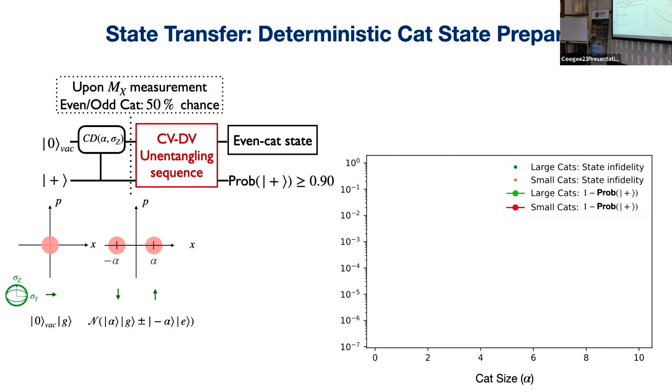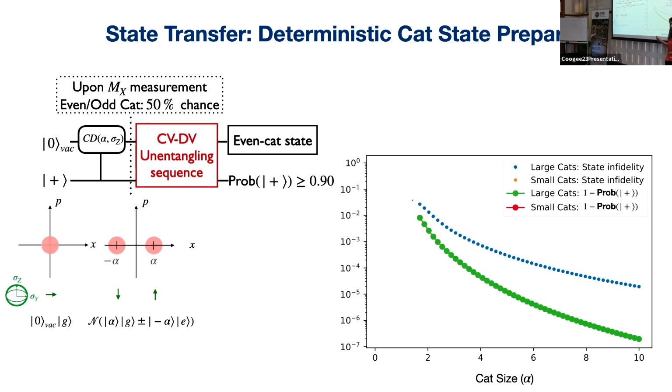And as you can see, as I increase alpha, it amazingly goes all the way down to 10 to the minus 7. I know alpha equals 10 is large, but this is essentially what the CV-DV unentangling circuit is doing. And your probability of getting a plus state is also increasing, so that one minus the probability is essentially decreasing here, amazingly.